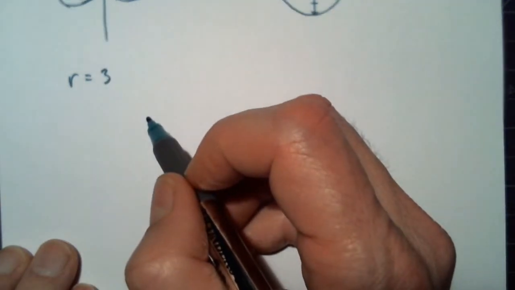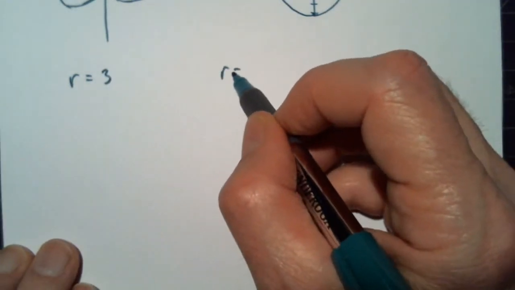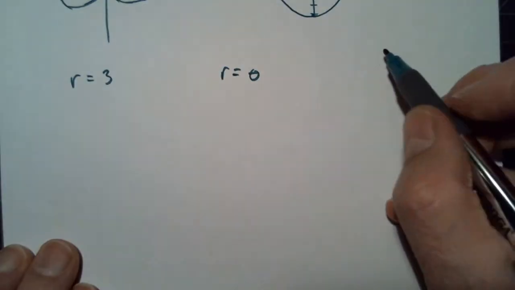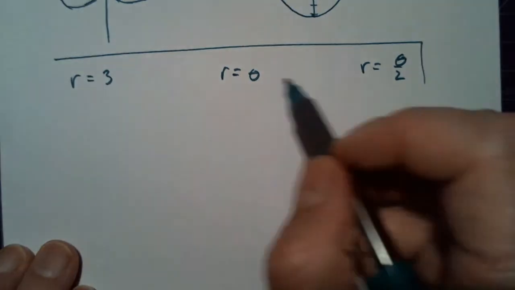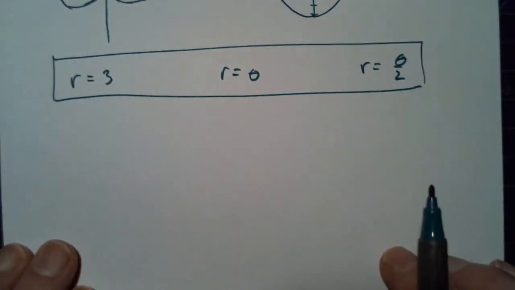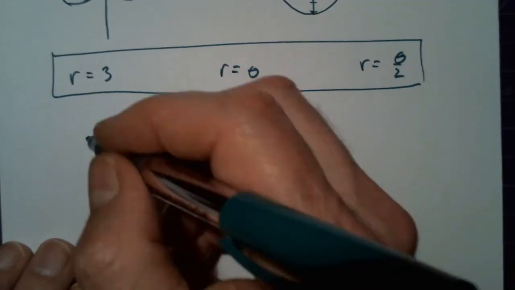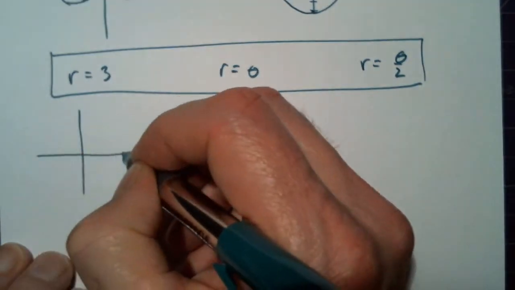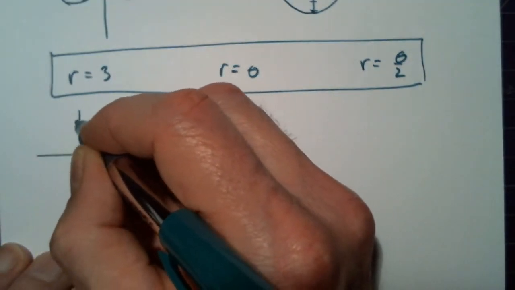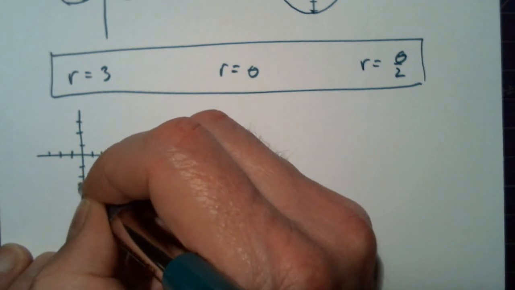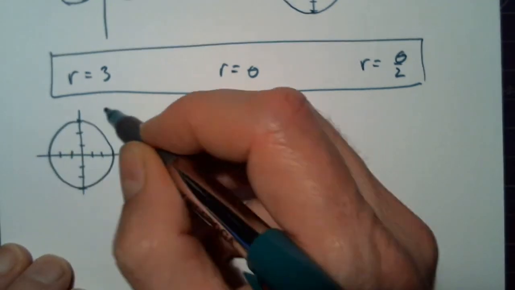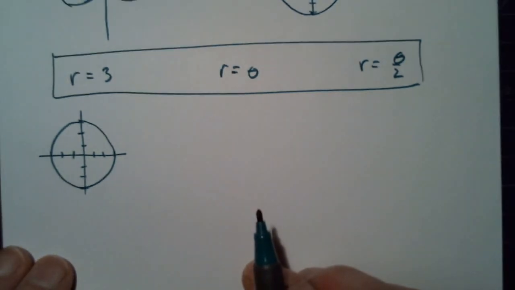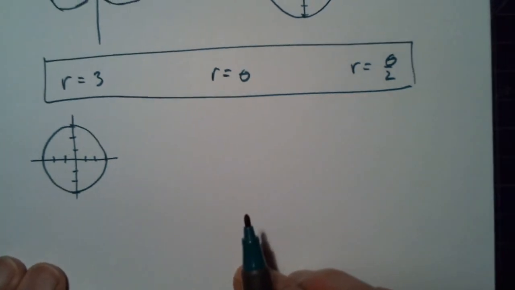Here's a polar equation. Let's just do these. The radius is always 3. Well, that's going to make a circle. So we won't bother practicing that.